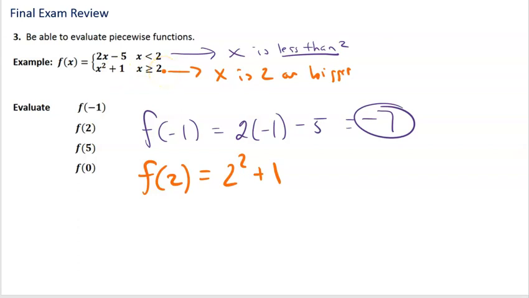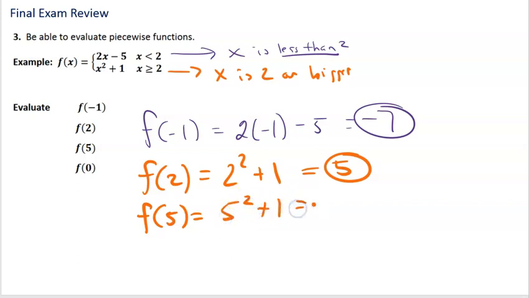These tell you to only use this second equation when x's are 2 and larger. Only use the first equation where x's are less than 2. So 2 is 2 and larger. Then I plug it into the second equation. 2 squared is 4 plus 1 is 5. Now f of 5. Hey, that's larger than 2 also. So I do f of 5 is equal to, and just plug it in that second equation. So 5 squared, we did 2 already, plus 1. 5 squared is 25 plus 1, which gives me 26.